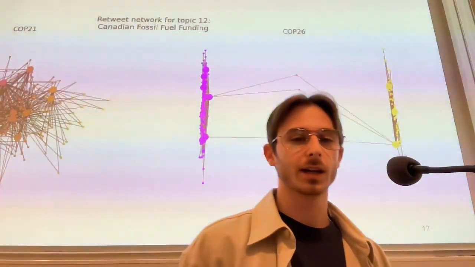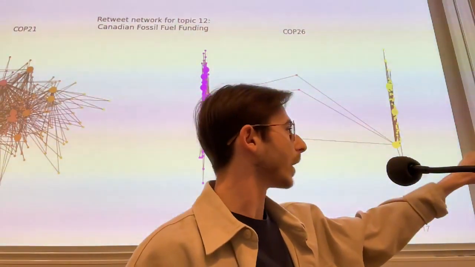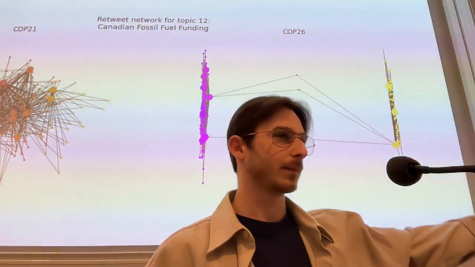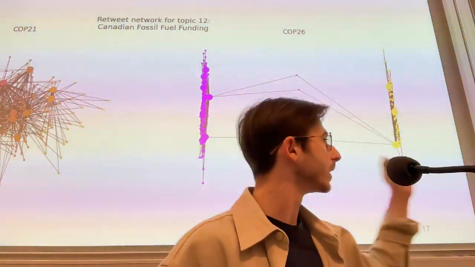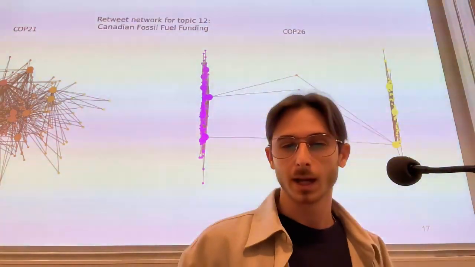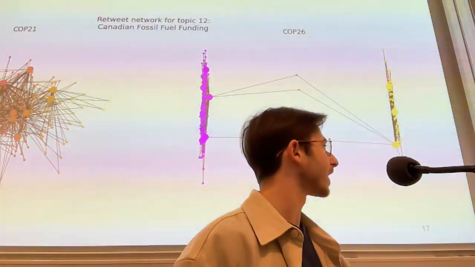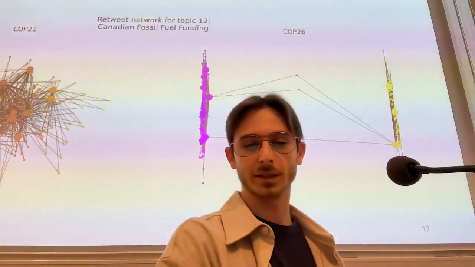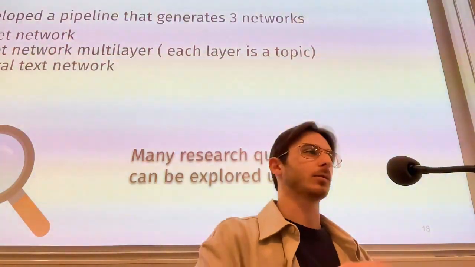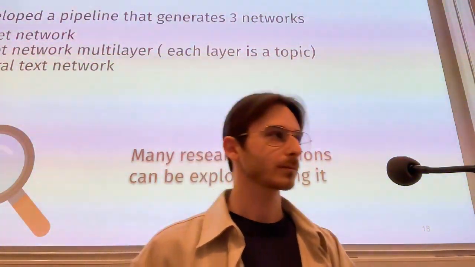So we can see here the retweet network for both the COPs, where the x-axis is the polarization score, the latent ideology score. And we can see that in this case there was an increase in the polarization according to this definition. Concluding, that was an example of how this pipeline can be used.